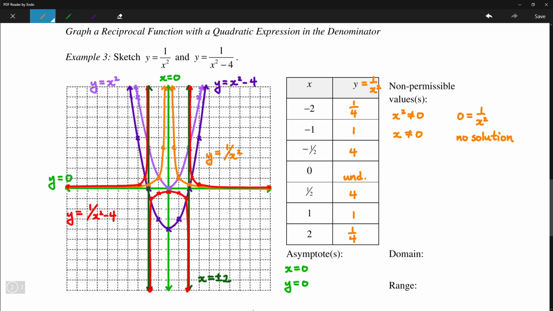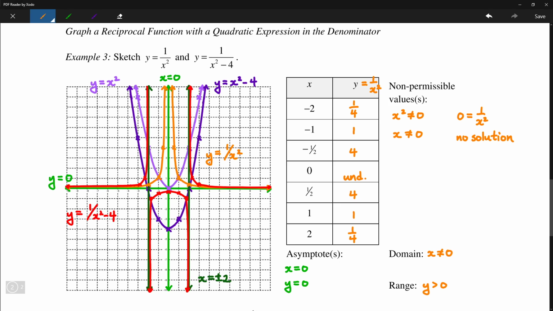And the domain and range. So the domain of the y equals 1 over x squared graph is that x cannot be equal to 0. And its range, notice that all the y values are positive. So simply the range is y is greater than 0. It cannot equal 0 either, right? And it cannot be negative. So that's a little bit different.